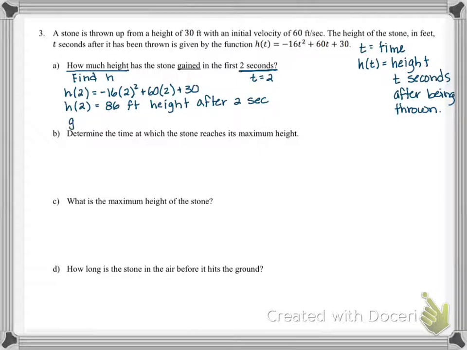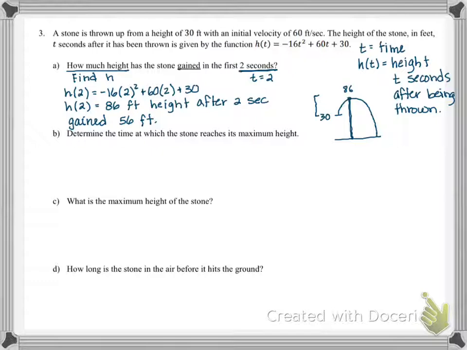So we gained 56 feet. Because this is the ground. We started up here, this is 30. At some point up here, we're at 86. So this is the amount of height we gained, right? Whereas when we plug it into h, we're finding this height off the ground.